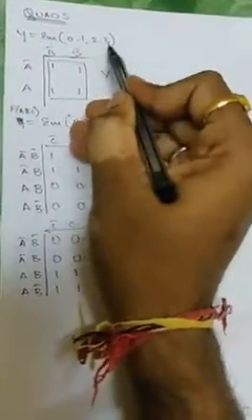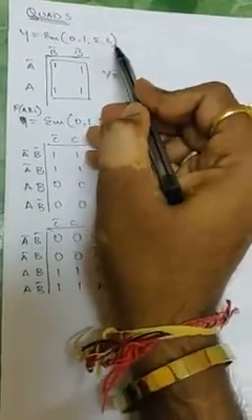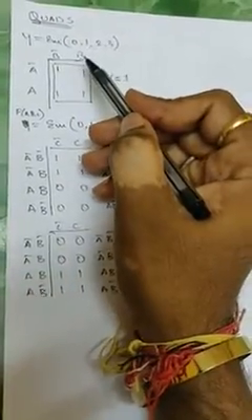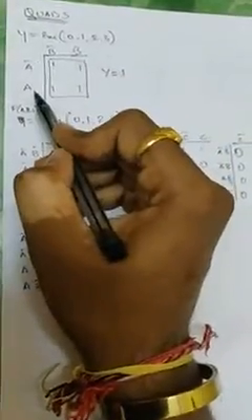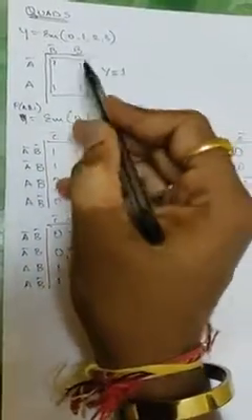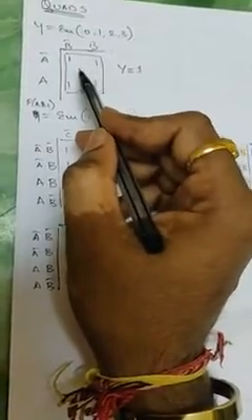Suppose y is equal to summation of m 0, 1, 2, 3, okay? Look at the numbers, they lie less than 4. Obviously you can understand that this is a 2 variable k-map, okay? So a 2 variable k-map looks like this: a bar followed by a, b bar followed by b. There are only 4 positions, 0, 1, 2, 3, right? If you want to make a quad, then it is necessary that all the positions should be filled with 1, because a quad needs 4 ones.